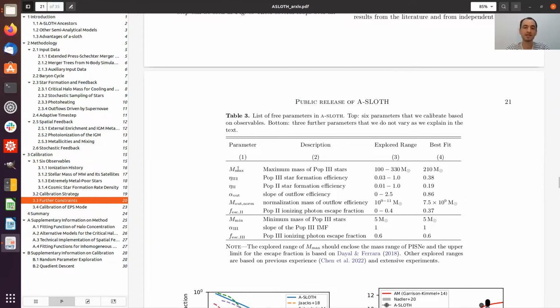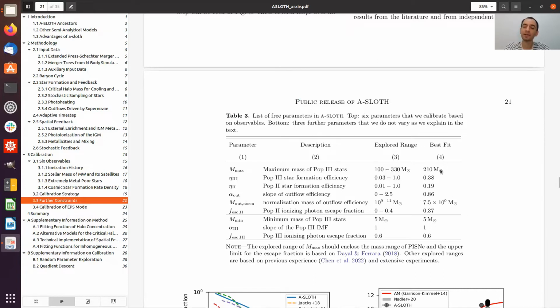So here you see the 9 free parameters in A-SLOTH. Those 3 we have fixed from the beginning because we can motivate their values, or the values don't affect the results very much. And these 6 parameters we have explored during the calibration, and we found a best fit so that we can reproduce all the 6 observables equally well at the same time.